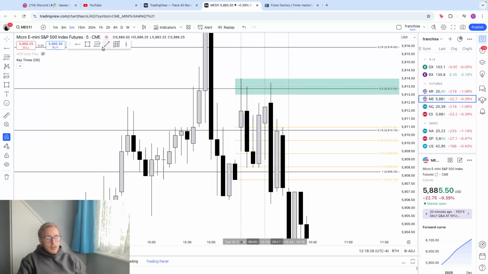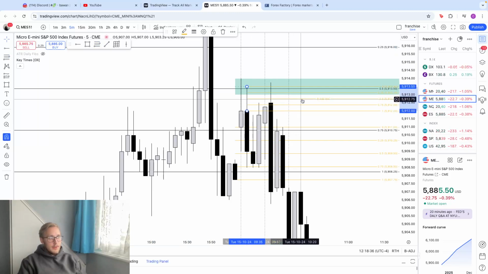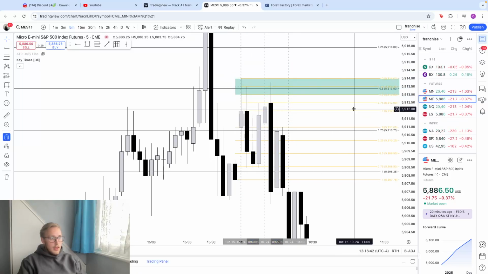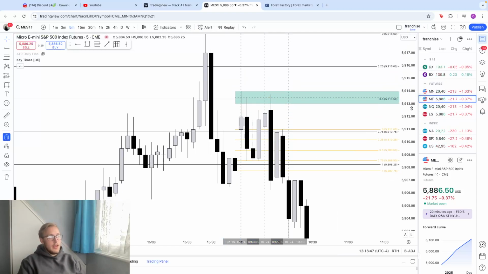And let's mark this wick as well. Let's see what this wick does. This wouldn't have been the main wick, but as you can see, we do not close above 50%, and then for the main wick we don't close above the lower quadrant. So yeah, looking good so far for a bearish trade.